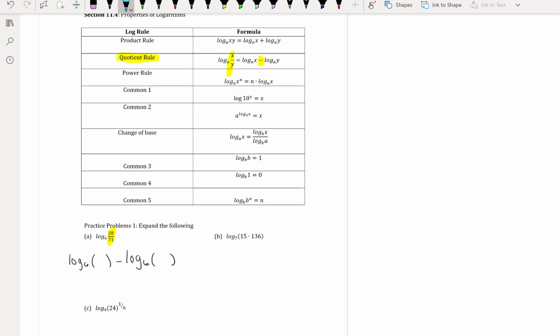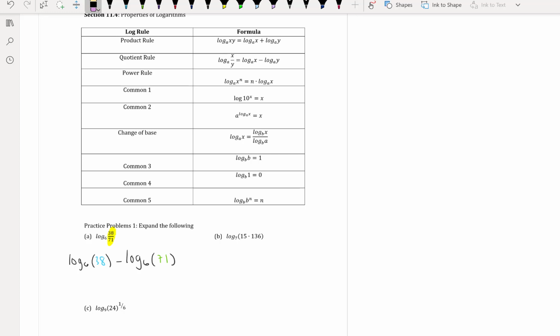Now the question is, what are we going to put where? It looks like the numerator goes first. So my numerator is 38. Then the denominator is going to be behind it. So my denominator is going to be 71. Okay? So I just used my quotient rule, and I had to expand the following.